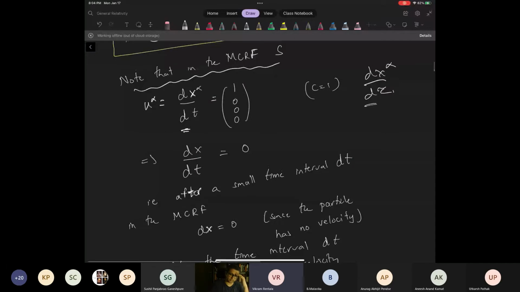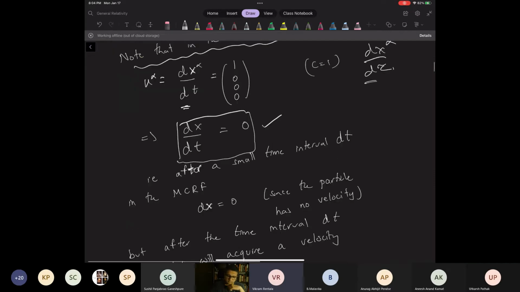Anyway, let me just proceed slowly. So dx by dt. If I take, let's say, the one component of this, dx by dt is 0. That is, I have no velocity in the MCRF. That's an obvious statement, right? That's by definition what we mean by the MCRF. But what it means is after a small time interval dt in the MCRF, dx will be 0. That is, the particle will not move.